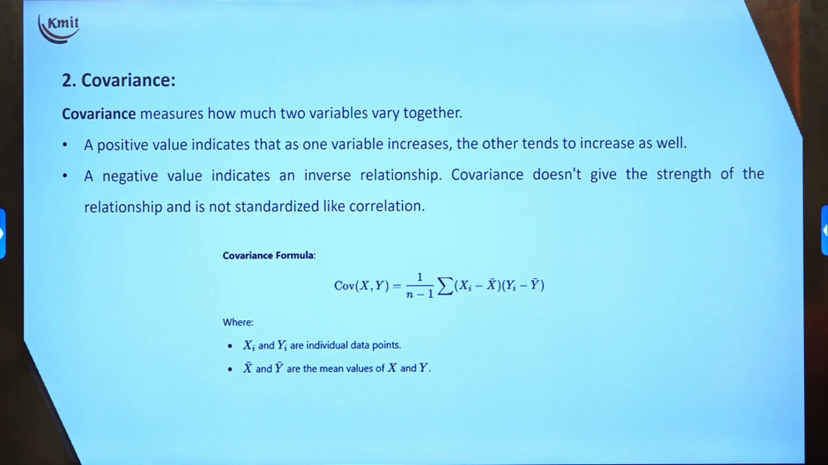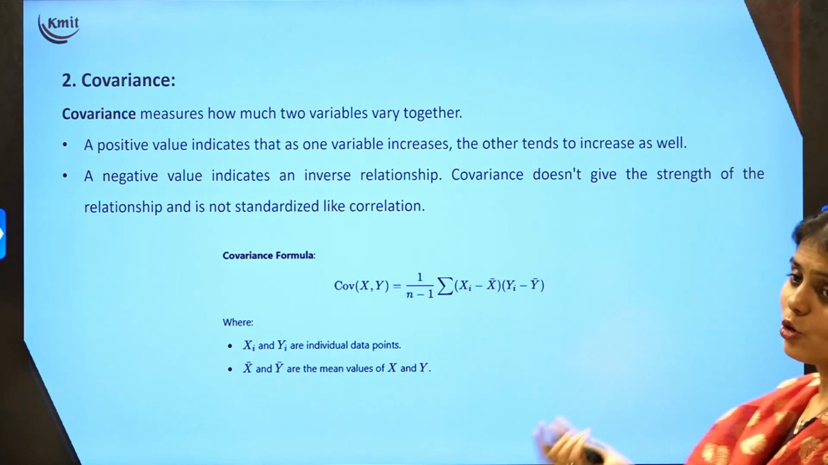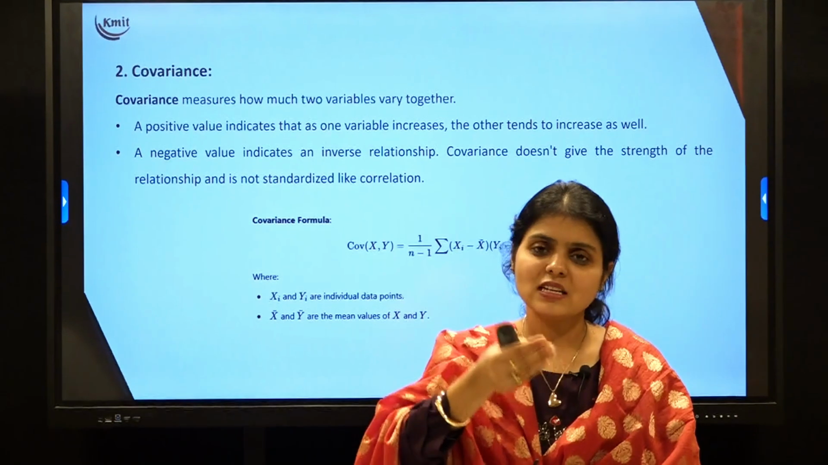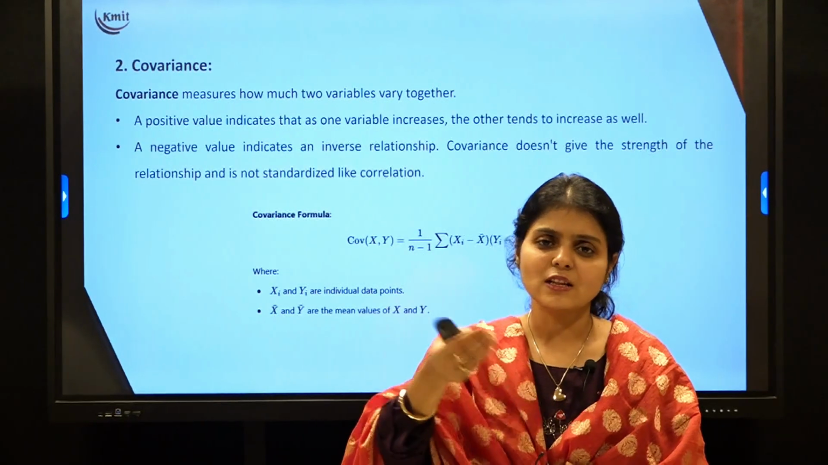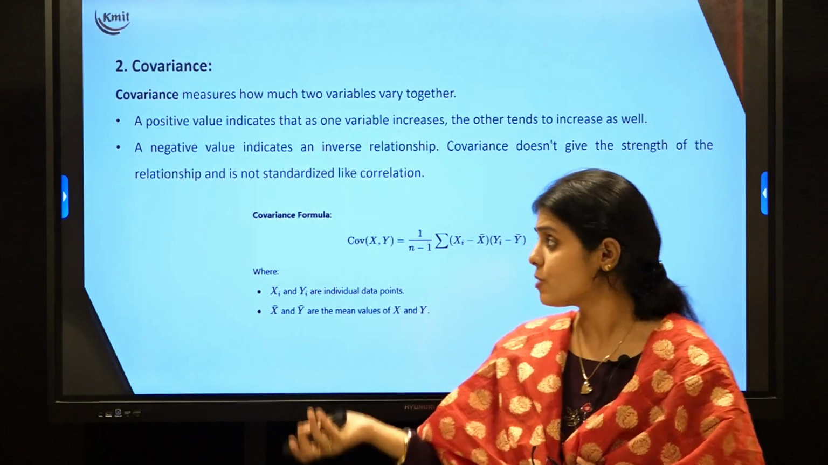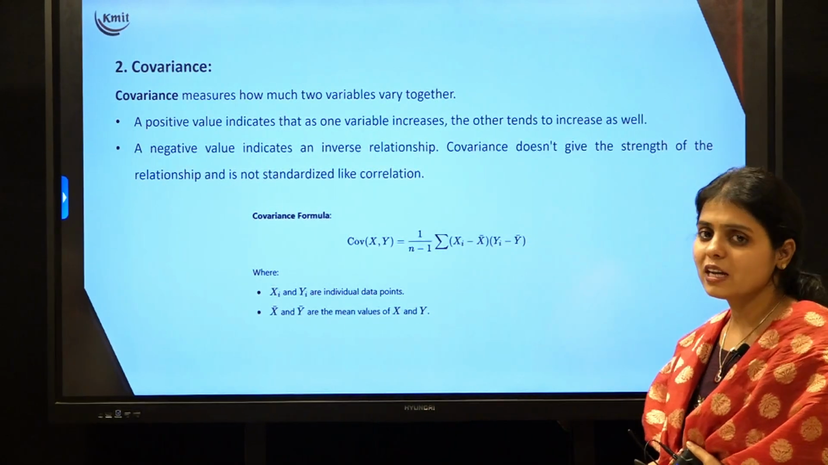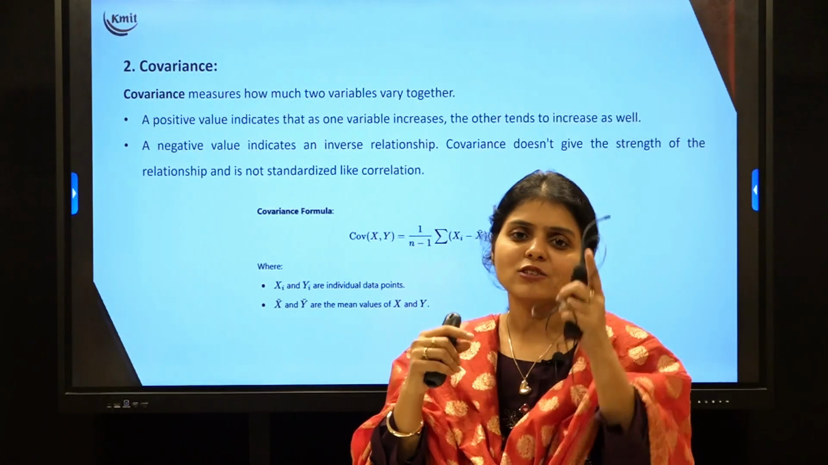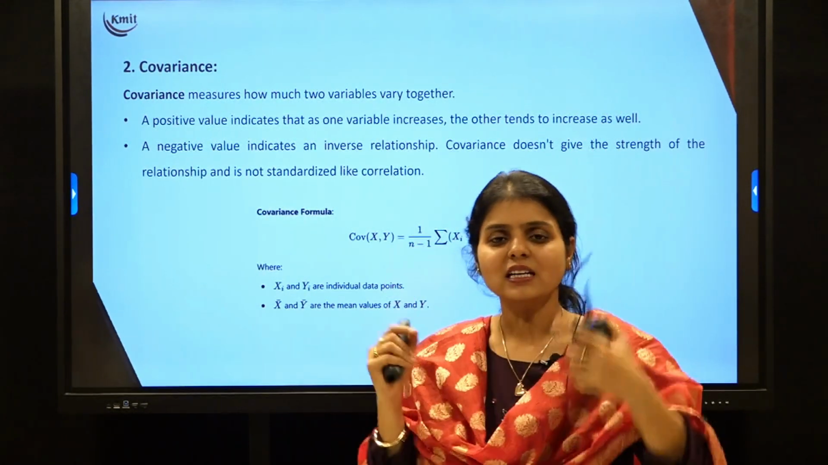Covariance does not actually give the strength; this is not related to correlation. It only says how one variable is similar to another. If one is increasing, the other should also increase, and if one is decreasing, the other should also decrease, or else the opposite way. A positive value means one variable increasing and the other also increasing. A negative value means one variable increasing and the other decreasing.